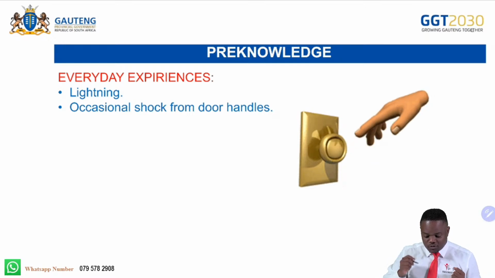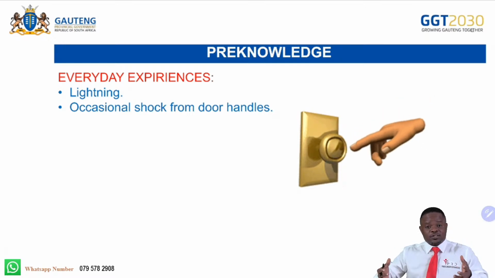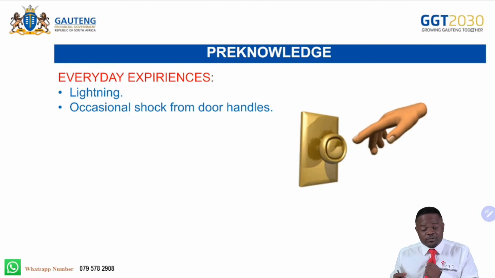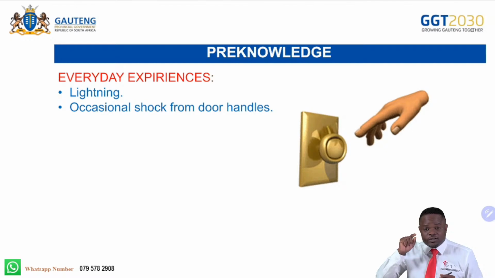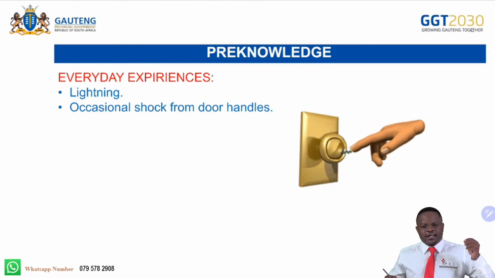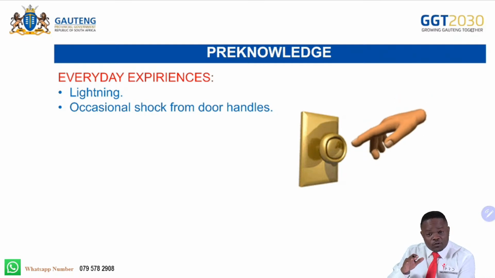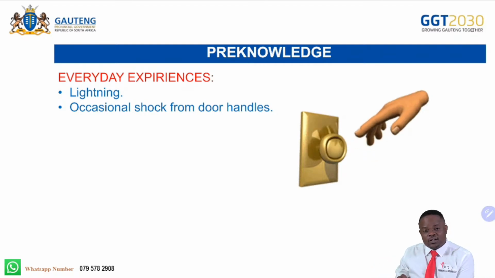When you walk across the carpet, electrons are transferred into your body, and you are now creating an imbalance of charge. Now you have an excess of electrons. You touch the knob of the door, and a current of electrons flows from your body to the door knob. That flow of electrons is what you feel as the shock.